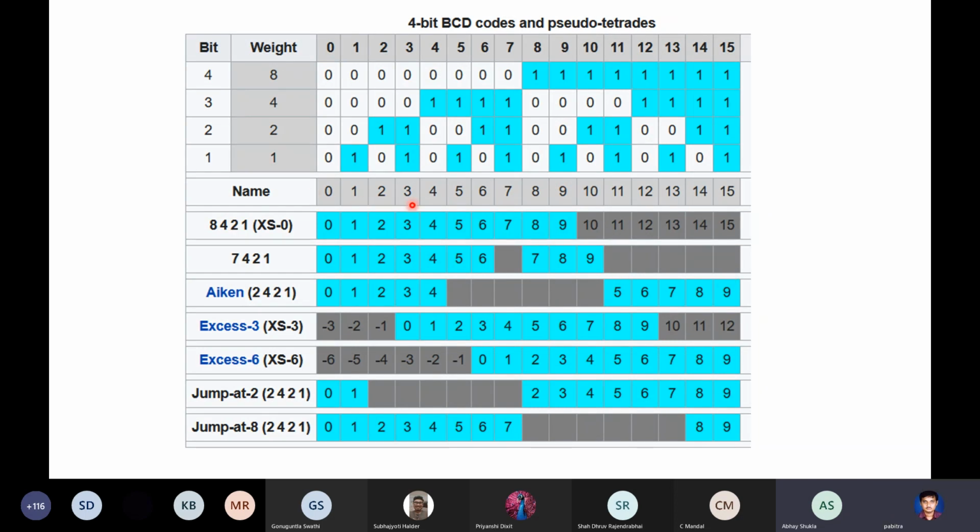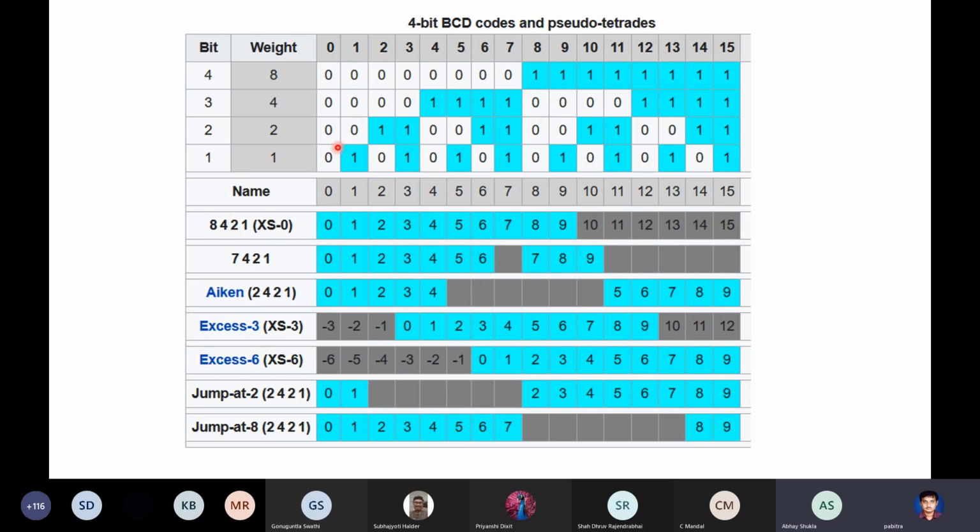And I have listed here the decimal numbers 0 to 15. So in simple 8421, the first 10 digits will be used. You need not restrict yourself to this 8421 weight. You can use some other weight also. For example, the fourth bit can be 7 and the rest can be 421. You can also have a 7421 BCD. If you use a 7421 BCD, you will see these will be the mappings.